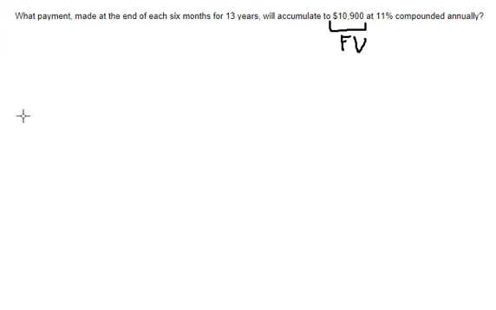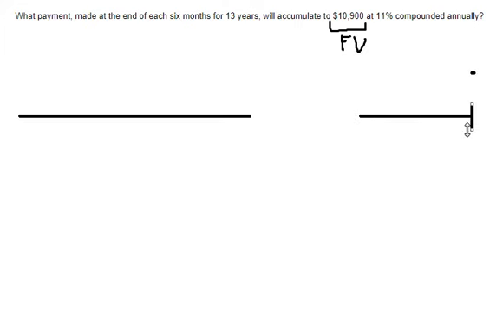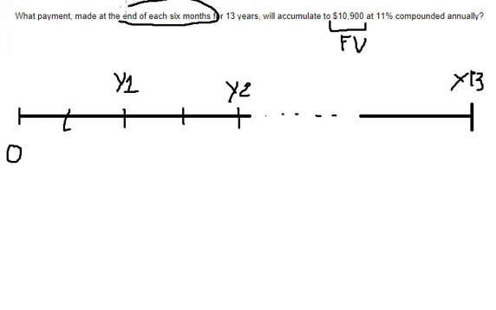Now I will draw the diagram in here. So at the beginning we have number 0. Here is year number 1. Here is year number 2. And this is year number 13. So each 6 months in here.